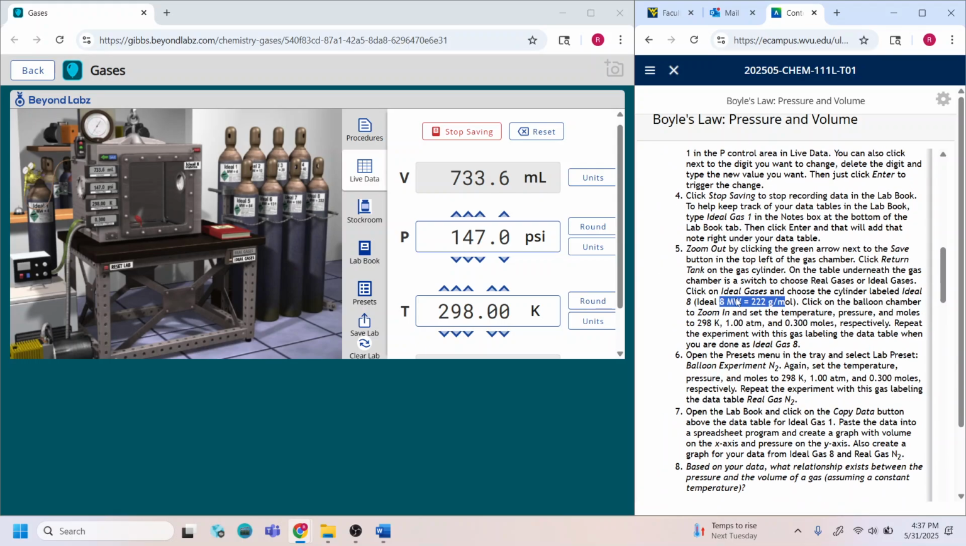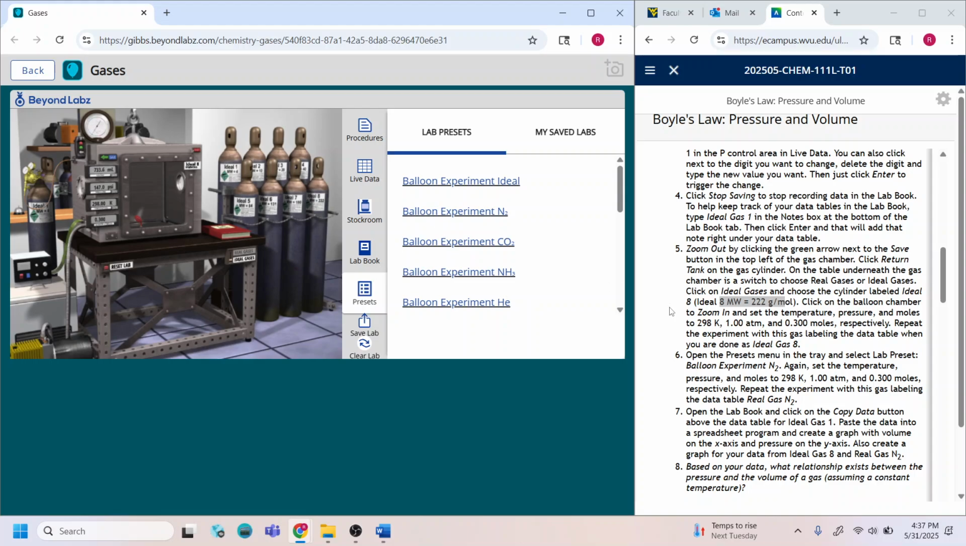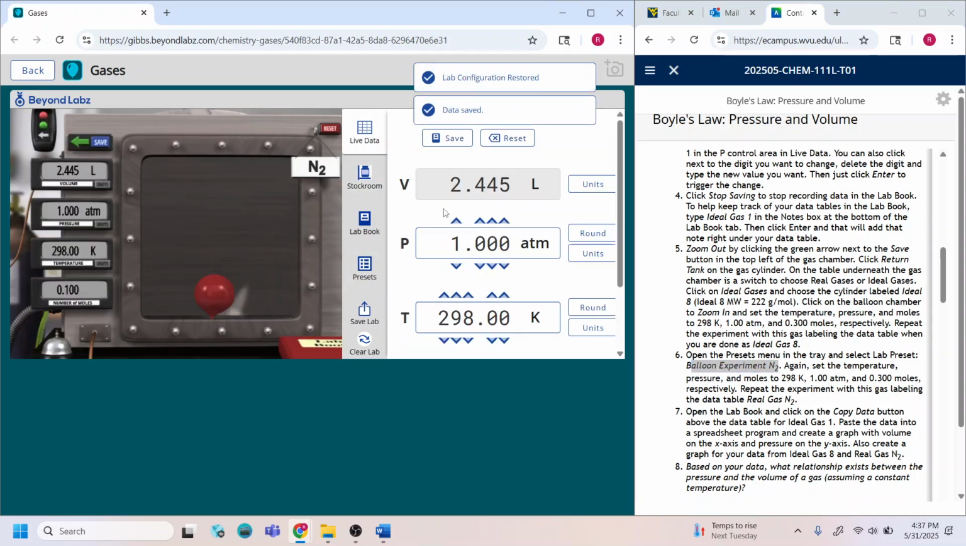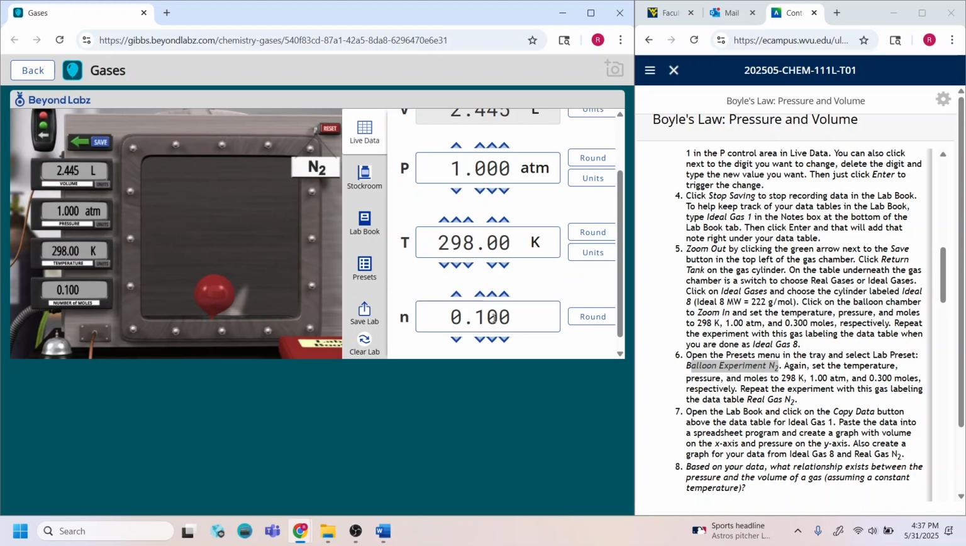So for the real gas now, for that part, you're going to go into the presets and you're going to choose, I believe it says the balloon experiment nitrogen. So we're going to do that, and don't worry about the sound. Once you choose the balloon experiment nitrogen, it's going to open up exactly pressure 1 atmosphere, temperature, and the number of moles is 0.1 moles. So we are going to make it 0.3 moles, as they are asking.